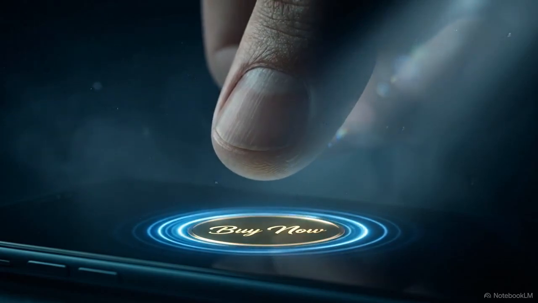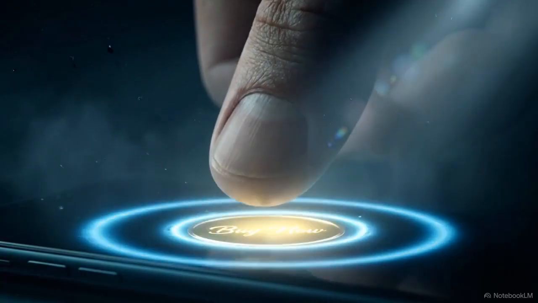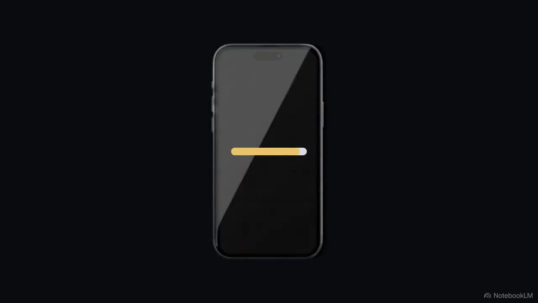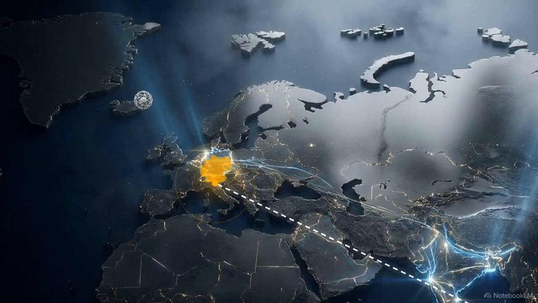Someone in Mumbai taps their screen. 4,999 rupees are deducted, and a Zenware hoodie prepares to ship. From the buyer's perspective, this happens instantly. The exchange is seamless. Money leaves an account, a product arrives. But freeze that moment. That buyer is in India, but Zenware's headquarters is in Germany.